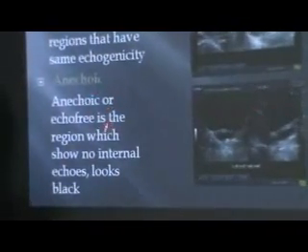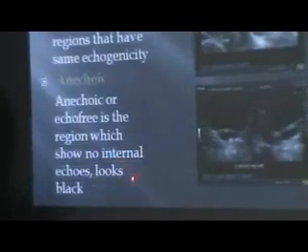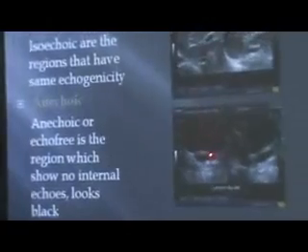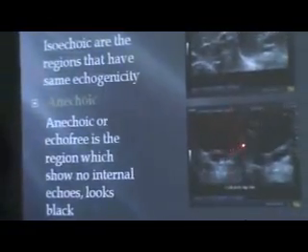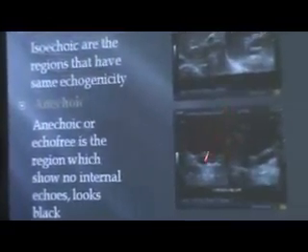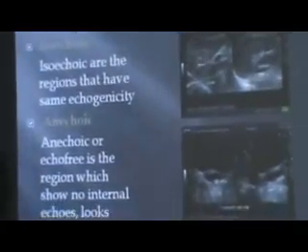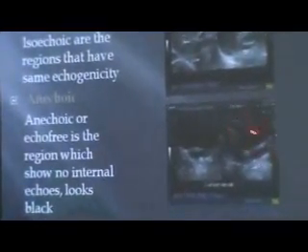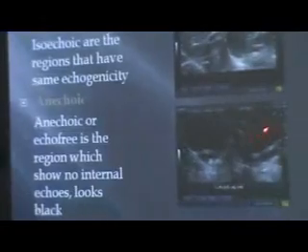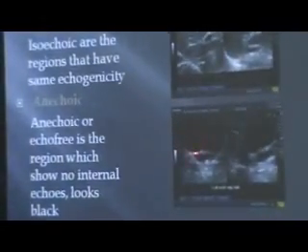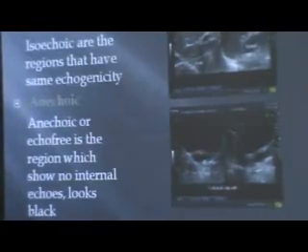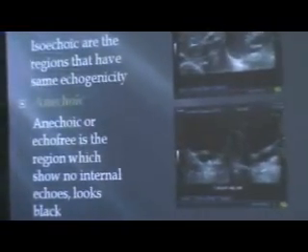Anechoic or echo-free is the region which shows no internal echoes, meaning that it looks black. When the ultrasound wave passes through a fluid medium, like here in the gallbladder, like here in the urinary bladder, all the ultrasound waves pass through as such. No reflection takes place, and when there is no reflection, no dots are produced, and that structure will look anechoic or echo-free. So anechogenicity means there is no echo inside.